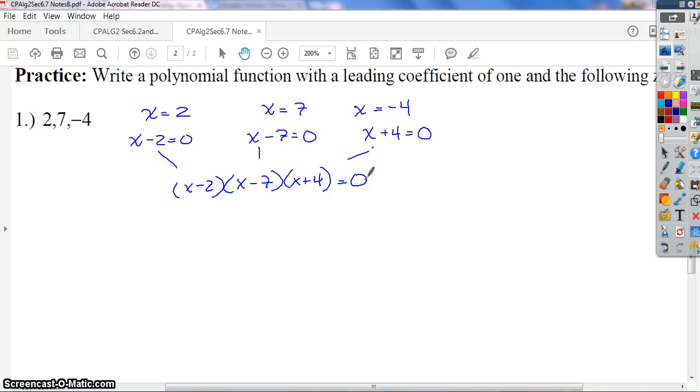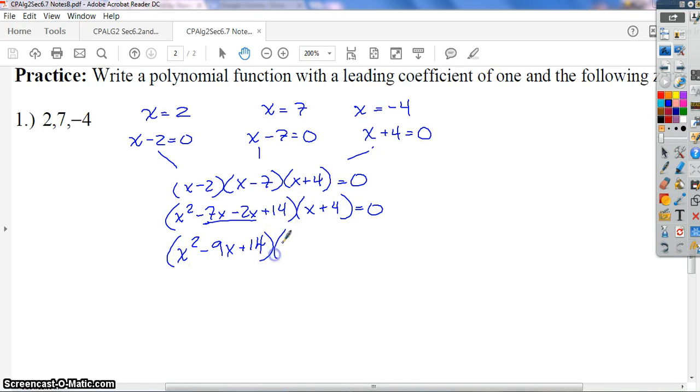And then I would have had a factor. Well, what I'm going to do is FOIL this. This is x squared minus 7x minus 2x plus 14. And I would have had x plus 4 here yet. I'm going to combine these like terms before I start multiplying again and cut down how many products I'm going to be looking at. So I get x squared minus 9x plus 14 times x plus 4.